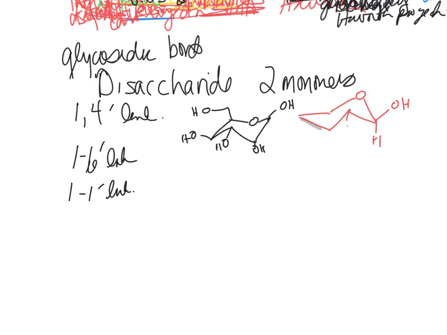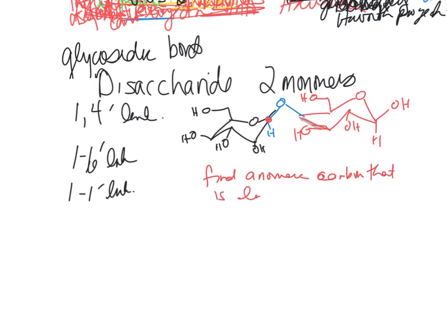So my goal here is just to teach you what to look for when you're naming these sugars. Okay, so the first thing you want to do is find the anomeric carbon that links both of the monomers to make a disaccharide.